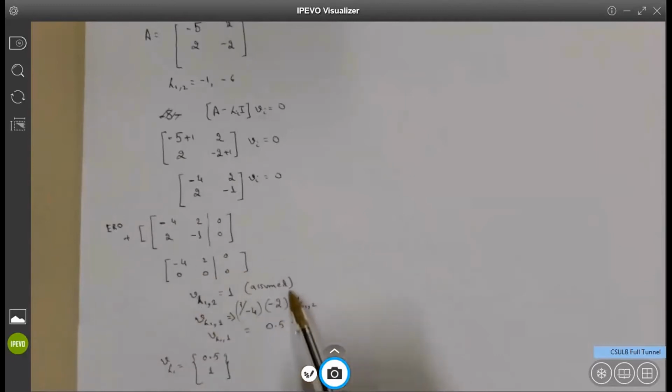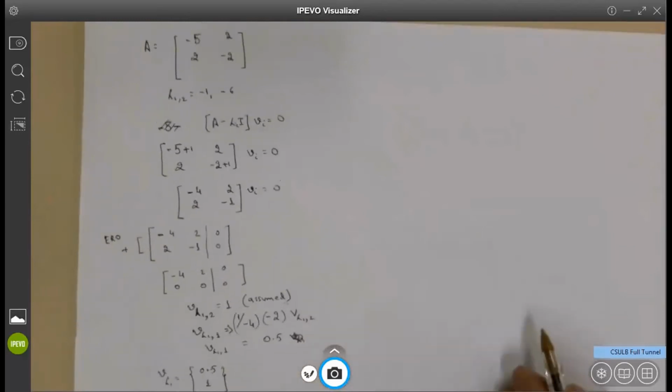So I assume that as 1. I can assume any number I like; I choose 1, and then I pick the other value by solving the first row, which will be -2 divided by -4 times whatever the assumption is for the second component. Here I got 0.5. So the eigenvector will be 0.5 and 1.